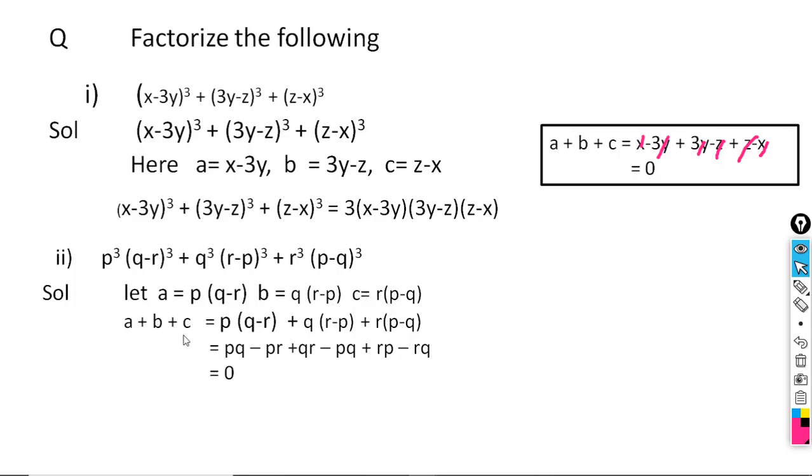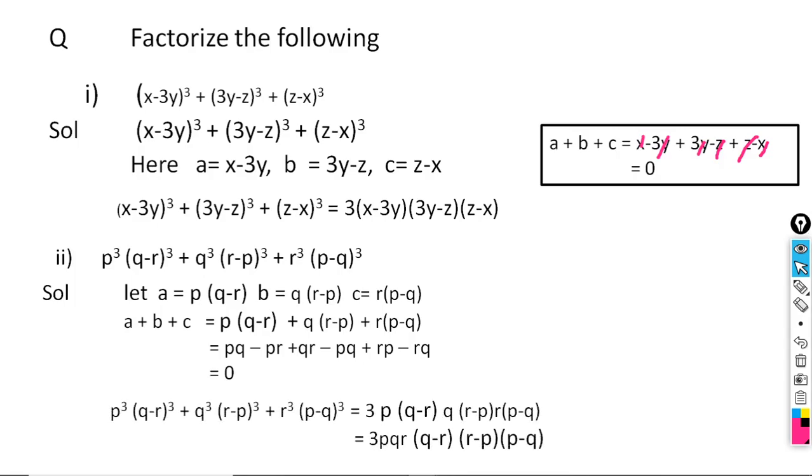And let us check the value of a plus b plus c: p times (q minus r) plus q times (r minus p) plus r times (p minus q). By multiplying and solving it further, we get 0. It means we can use the identity, and the required factor will be 3 times abc. Here a is p times (q minus r), b is q times (r minus p), and c is equal to r times (p minus q). So p, q, r are multiplied together, and the other factors are (q minus r), (r minus p), and (p minus q).